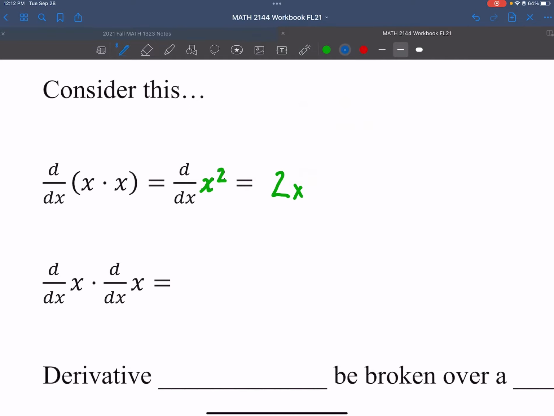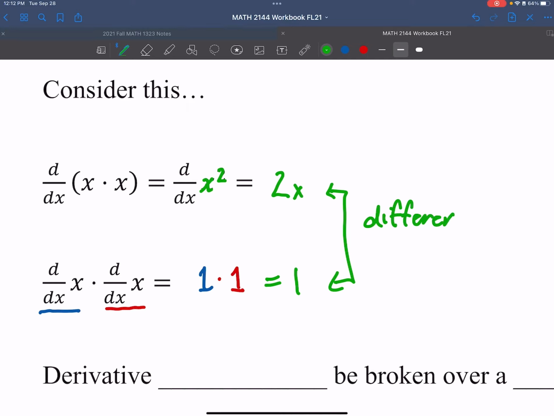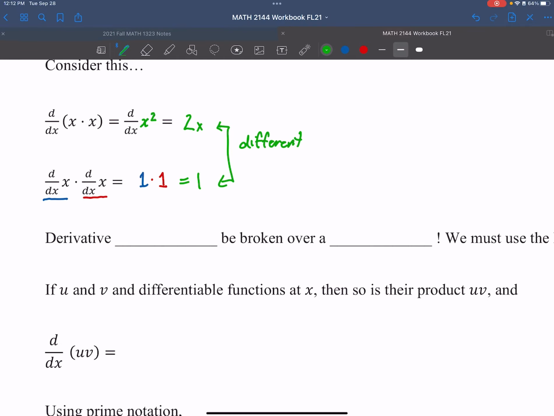Down here below, the derivative of x is going to be 1, and the derivative of x is also 1. So if we do the derivative of x times the derivative of x, what we end up with is 1. Notice, though, that these are different. So unfortunately, the derivative of the product is not the product of the derivatives. Maybe to say it another way, the derivative cannot be broken over a product.